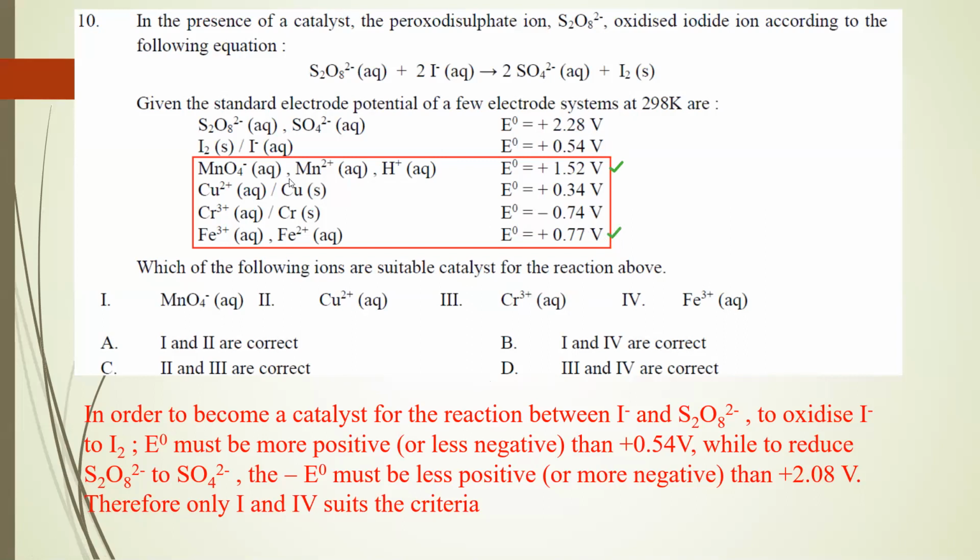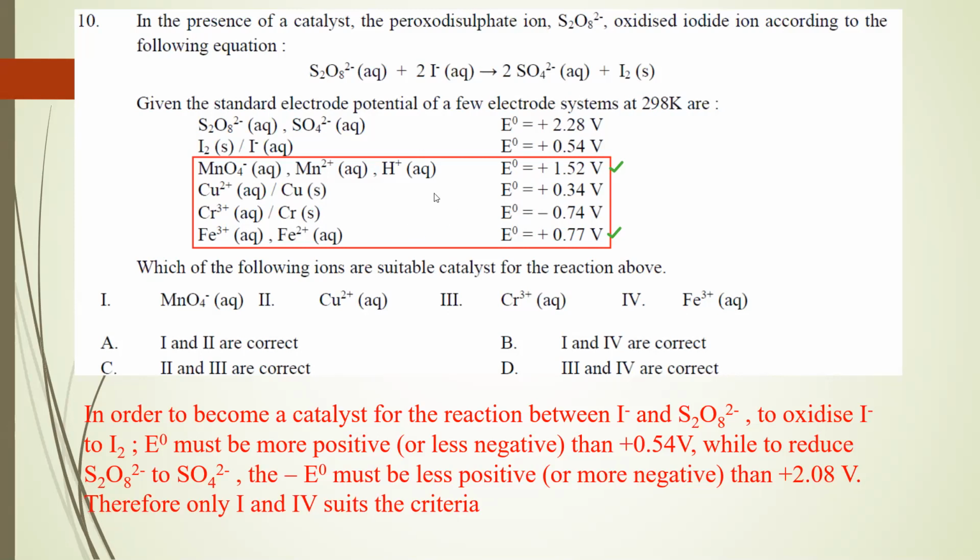Okay, because eventually you need to reverse the I minus to become I2, because now these are all written in reduction form, isn't it? So to reoxidize, you need to reverse, so the magnitude will be negative. So if you want your E naught cell to be positive, the other half cell must be greater than negative 0.54. Okay, so in another word, copper 2 plus to copper cannot, chromium 3 plus to chromium also cannot.